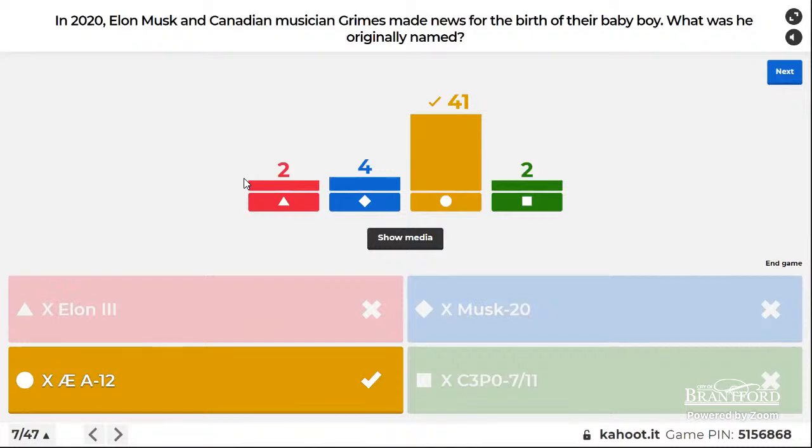Yep, so it looks like most of you were paying attention to this in the news last year. It was the answer C. So the baby's name had to be slightly changed in order for it to be issued a birth certificate, as numerical digits and babies' names are not allowed.